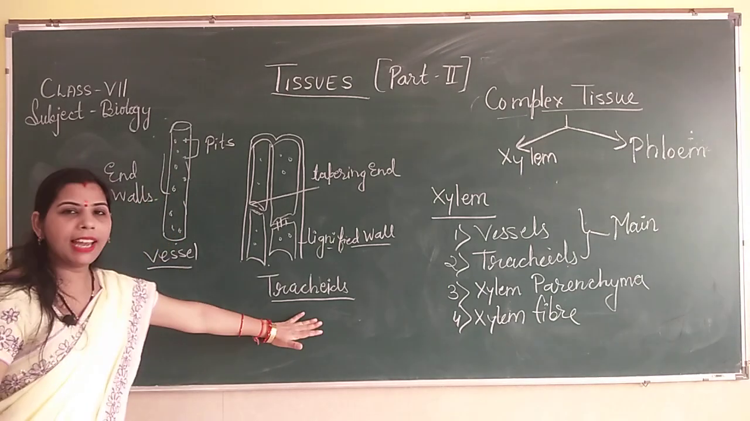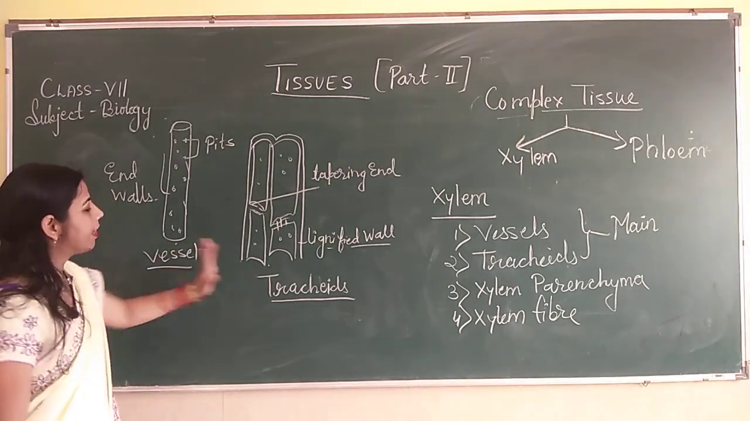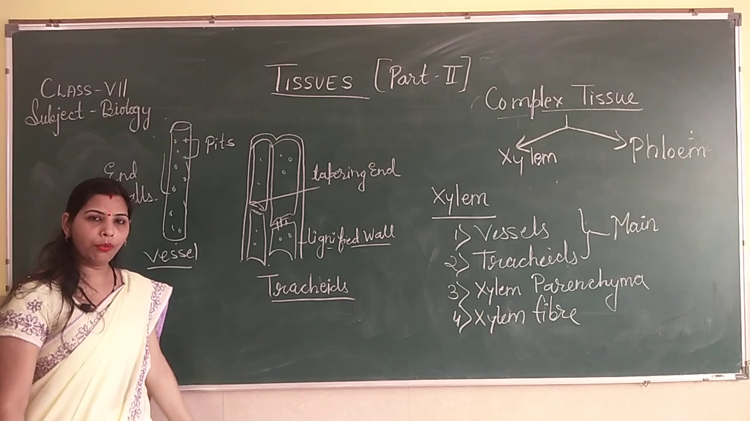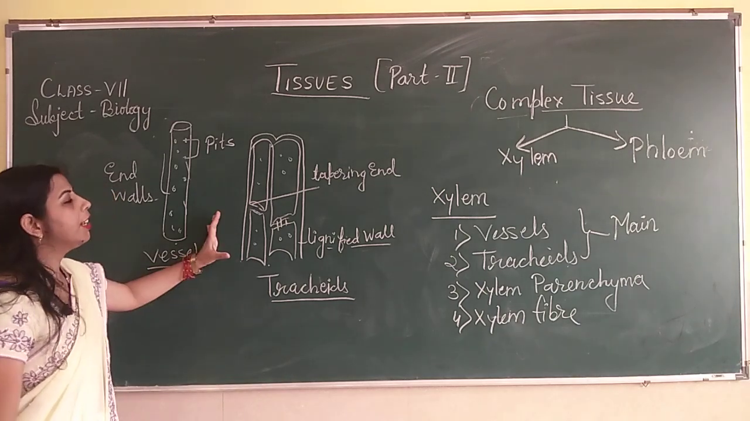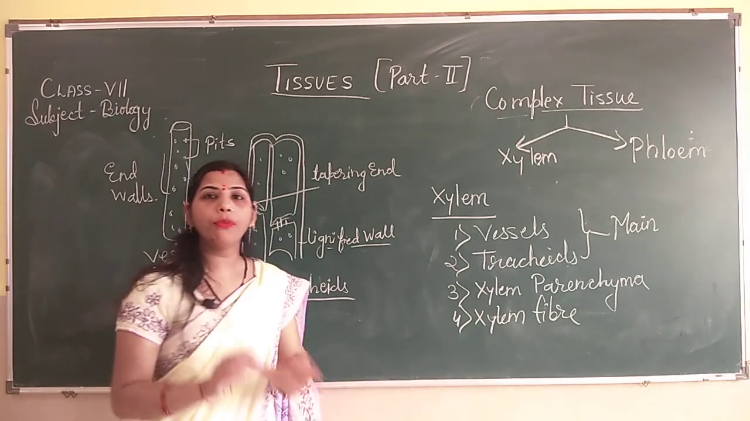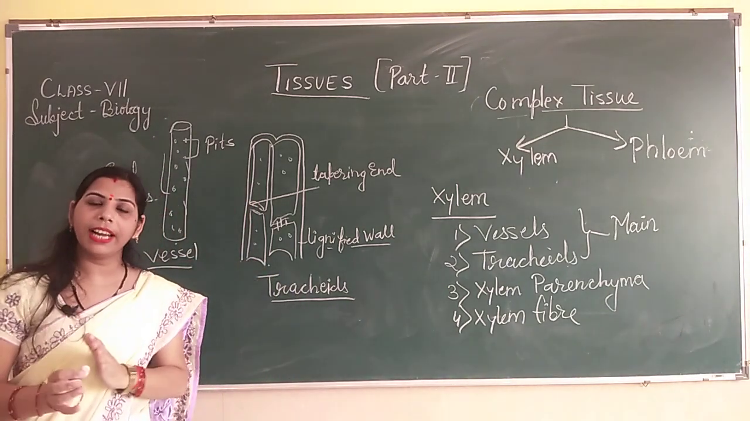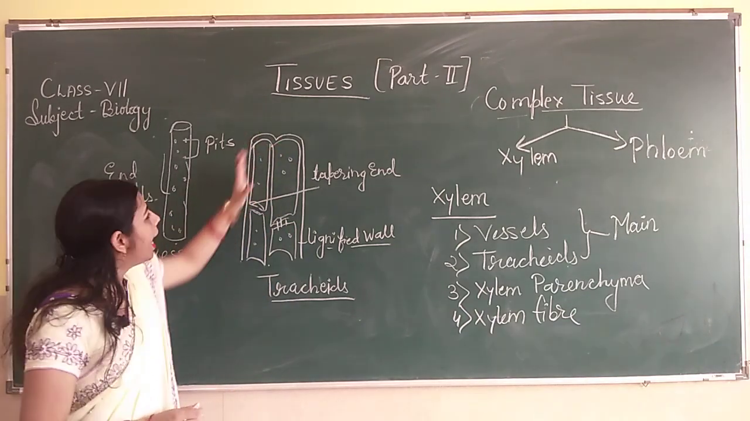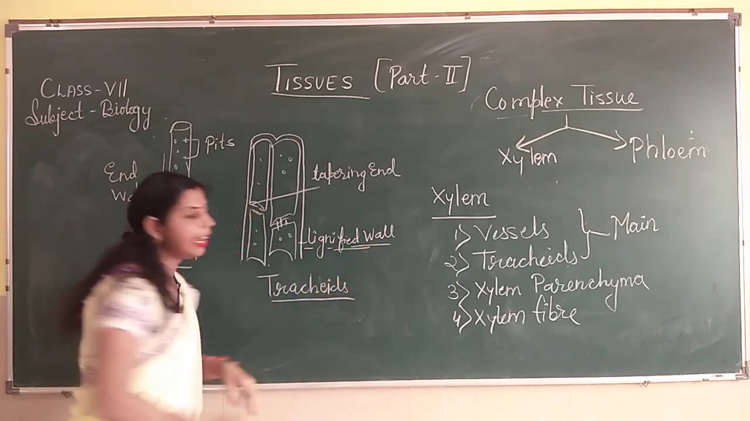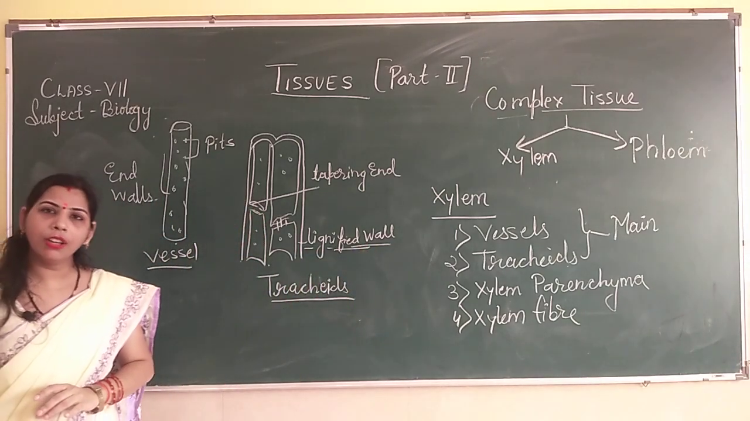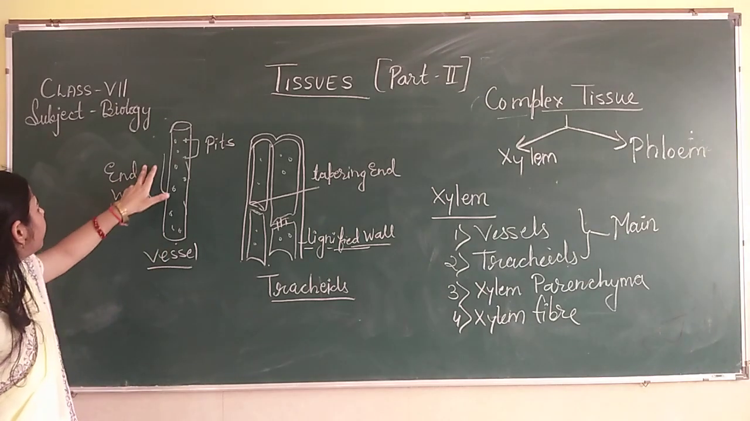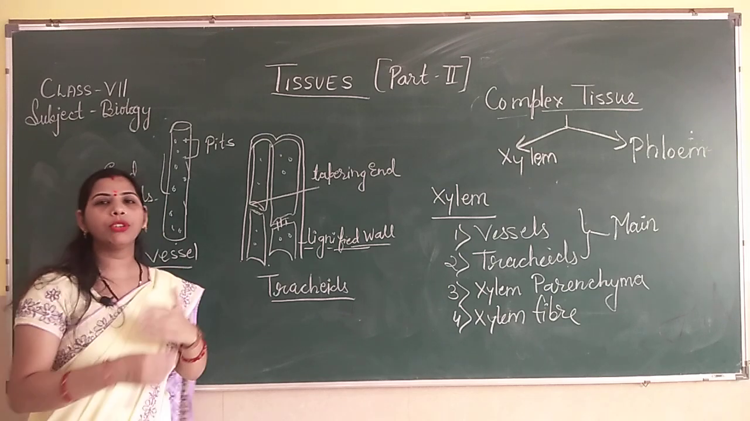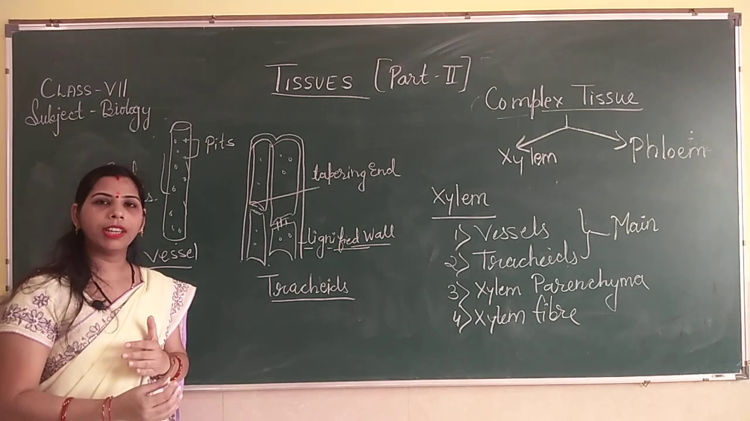So for these two main elements I have drawn the figure. First is the vessel and second is the tracheid. Now just see how they perform the work. The xylem is mostly made up of dead cells. That means they have thick and lignified walls. I have written here, they have thick and lignified walls, and the end walls of vessels are broken, so that they just supply the water within the plant.